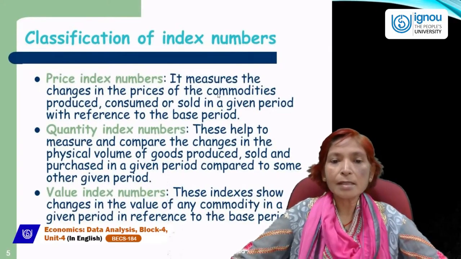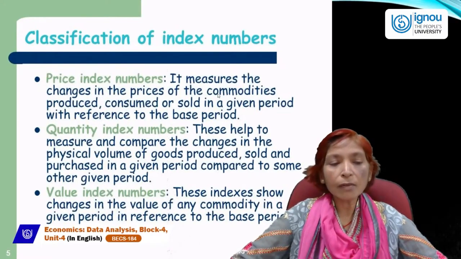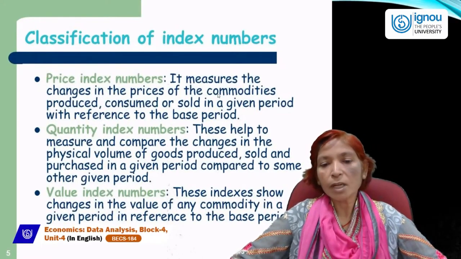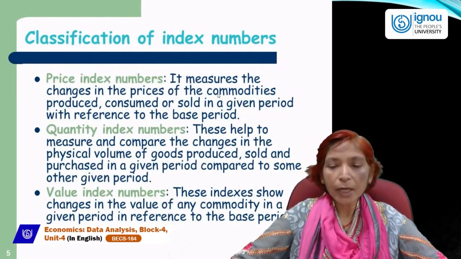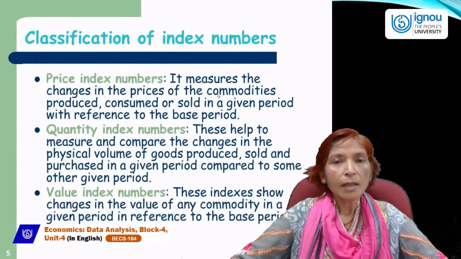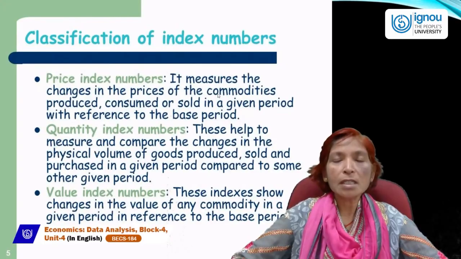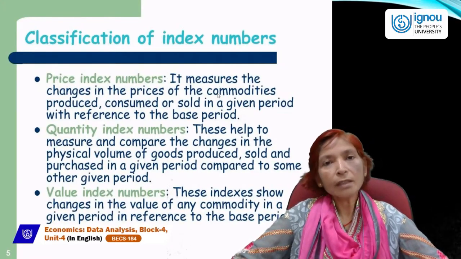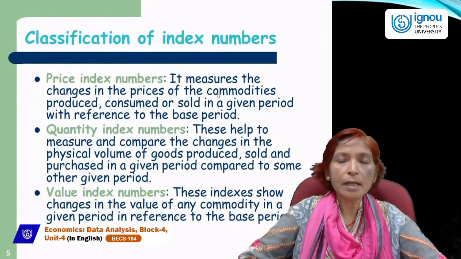So this quantity index number helps to measure and compare the changes in the physical volume of goods and services which are produced, sold and purchased in a given period compared to the other time period or base year period. Third is value index number. Value index numbers show changes in the value of any commodity in a given period in reference to the base year period. It means it is common in these three concepts.